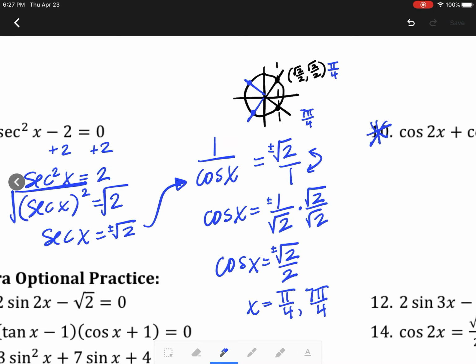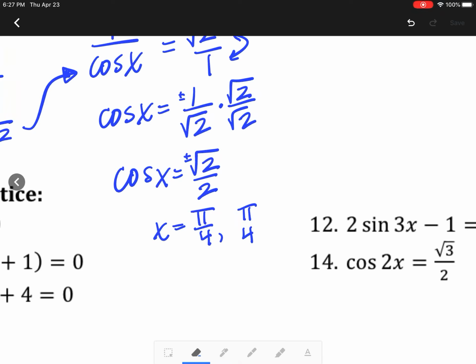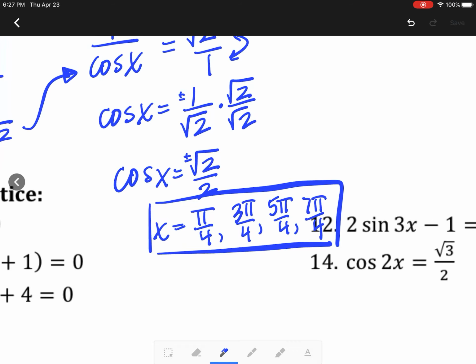So that means I do need this 3 pi over 4 and this 5 pi over 4. So all of the pi over 4 angles will work this time. So I like to write them in order just so I see that I don't miss them. Pi over 4, 3 pi over 4, 5 pi over 4, and 7 pi over 4. There are all the solutions to that problem right there.